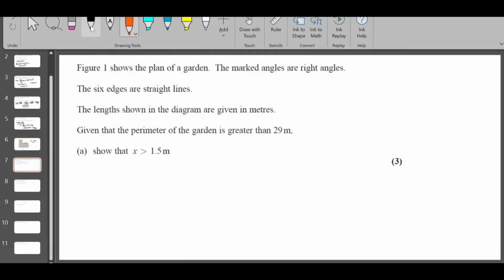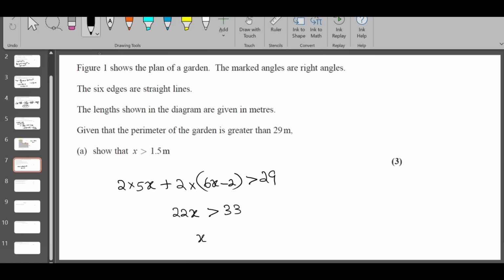So you can basically write 2 times 5x plus 2 times 6x minus 2 is greater than 29. This is 10x plus 12x, which is 22x, is greater than minus 4 goes to the other side, plus 4, 33. So x is greater than 3 over 2, which is 1.5 meter. We got the answer already.